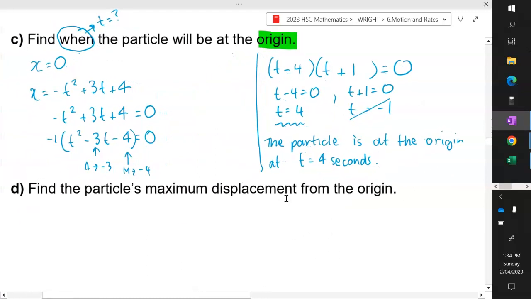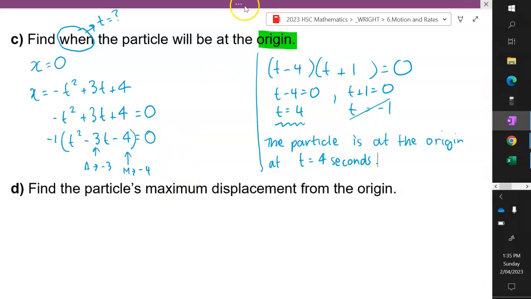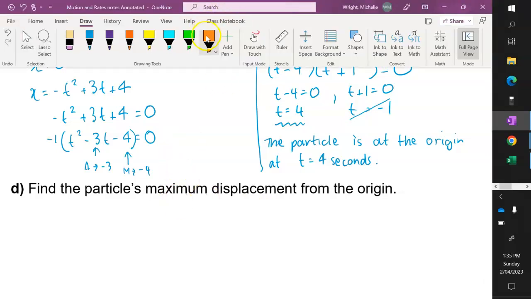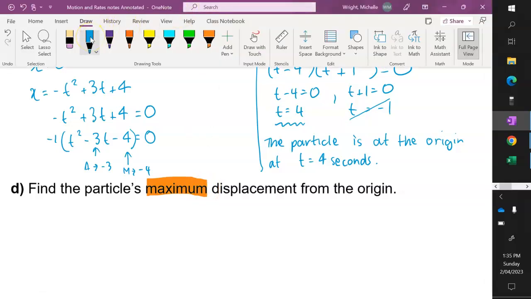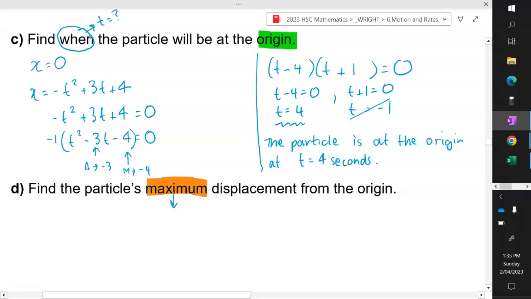Find the particle's maximum displacement from the origin. Now this is where we need to really look at the language and think about what that maximum means here. I'm going to highlight that and let you have a think about what did maximum mean to us before? How did we find things that were a maximum when we were using calculus? A maximum happened when we had a turning point, didn't we? The same is going to happen here. And we're looking at the turning point of the displacement.